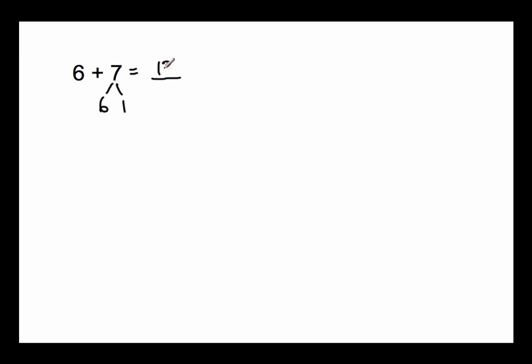So I can use facts that I already know to solve unknown sum problems. 6 plus 7 is really 6 plus 6 plus 1. And 6 plus 6 is 12. 12 plus 1 is 13. And that's how I can use mental math to solve a problem that I don't know using information that I already do know.